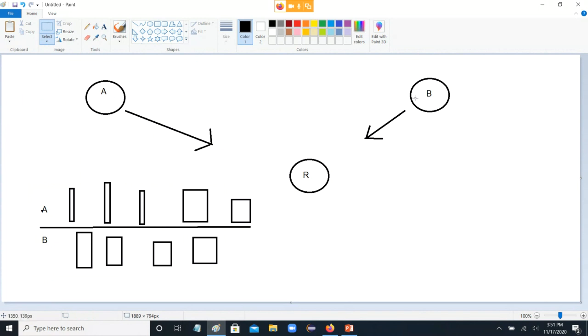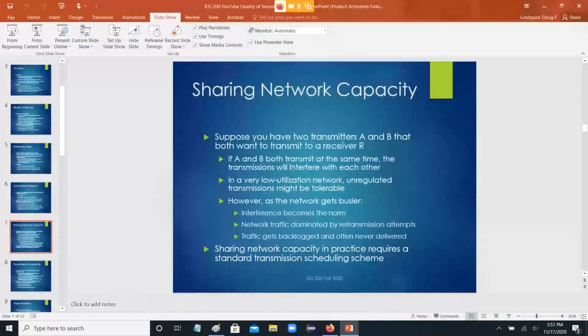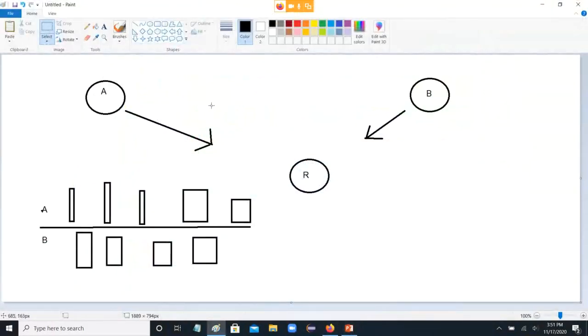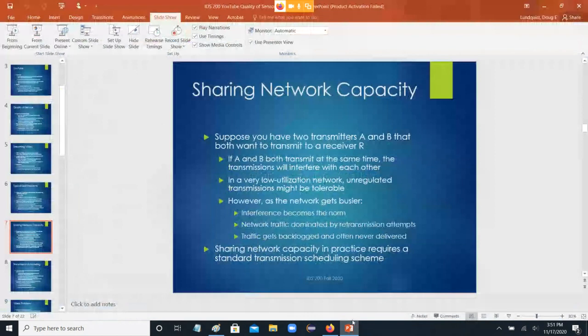So you don't really want A and B to try to transmit at the same time, because that's what happens. Now, if there is a very low utilization network, if the network isn't very busy, A and B aren't transmitting to R very often, then yeah, you might say, okay, take a chance, right? Whenever A wants to transmit, go for it. Try to transmit to R. Whenever B wants to transmit, fine, go for it, go to R. And if on the off chance that there is a collision, which is unlikely, then R just says, there's a collision, both of you stop transmitting, try again a little later, right? Again, if the network is not very busy, usually that's manageable.